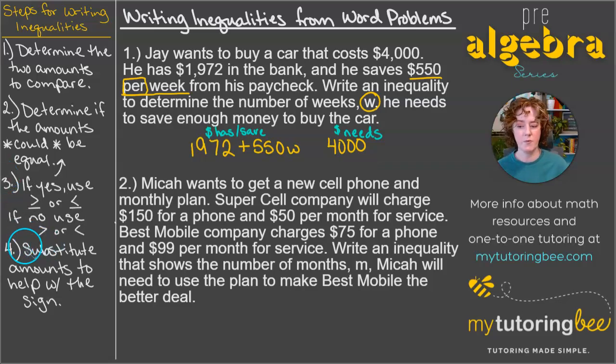Let's go ahead and do step 4. We're going to substitute in some amounts to help us determine which sign we're going to use. We know it's going to either be a less than or equal to or a greater than or equal to, right? So we know that 4,000 is the goal. Well, let's substitute in a number here that would make sense, something less than $4,000. Well, what if he had or saved $3,000? Would that be enough to satisfy this situation? No, probably not. But let's go ahead for this one and pick a number that is greater than the $4,000. Well, would this situation allow him to buy the car? Yes, it would. If he had or saved $5,000, he would have plenty to buy the car.